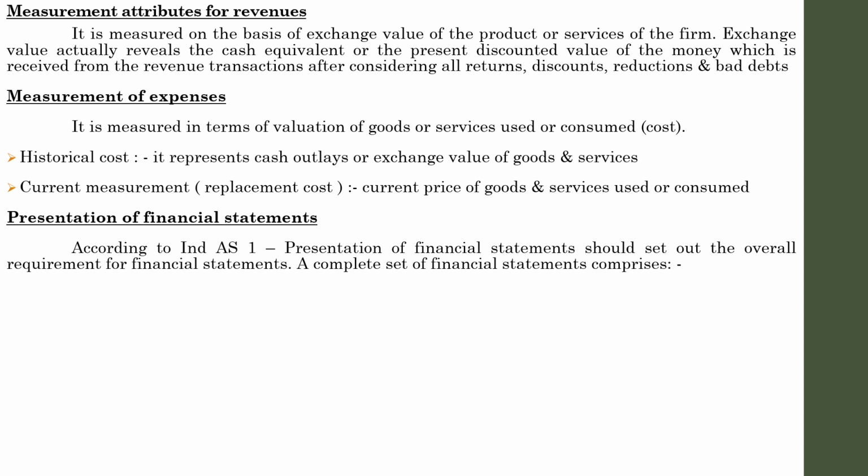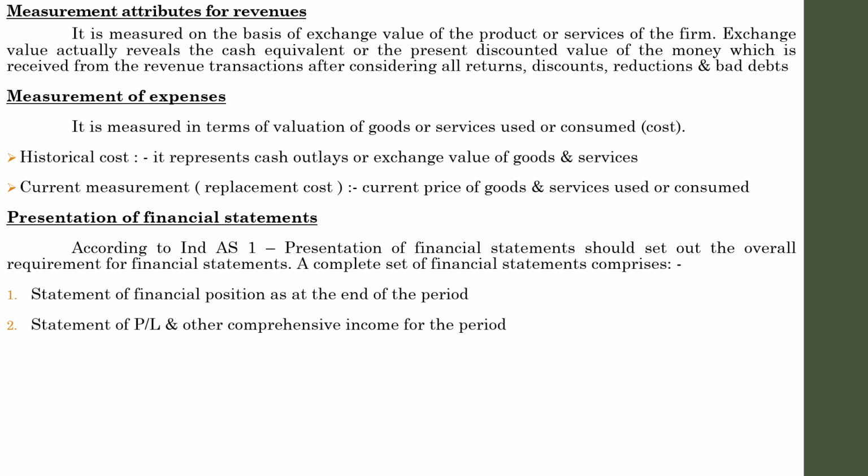So, what are the contents of a financial statement? You usually know that a financial statement of a company includes trading, profit and loss account, and balance sheet. Okay, correct. But the actual financial statement of a company or a corporate consists of more than that. So a complete set of financial statements comprises: first one, statement of financial position as at the end of the period.